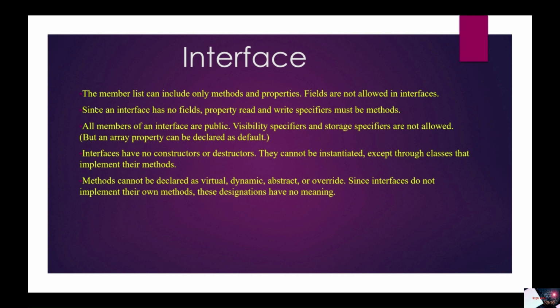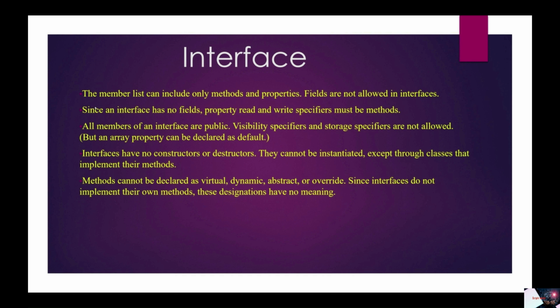The member list can include only methods and properties, because fields are not allowed in the interface. Since the interface has no fields, property read and write specifiers must be methods. So through read and write, only through a method we can get it. All members of an interface are public. Visibility specifiers and storage specifiers are not allowed.